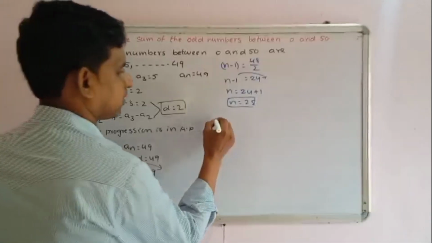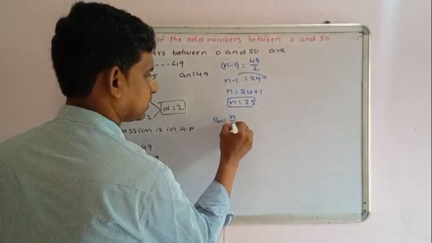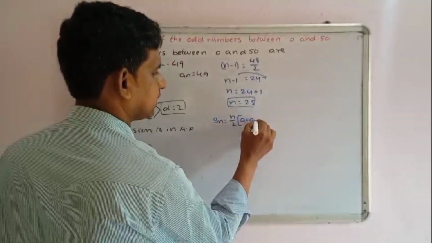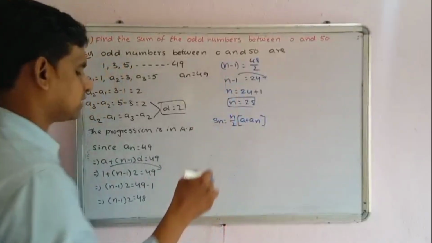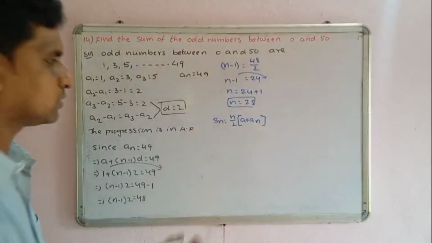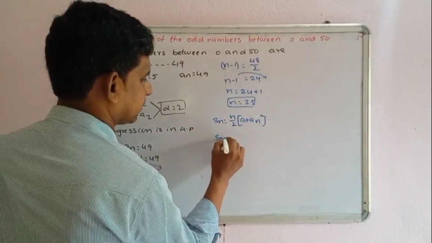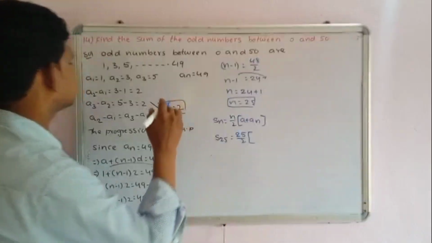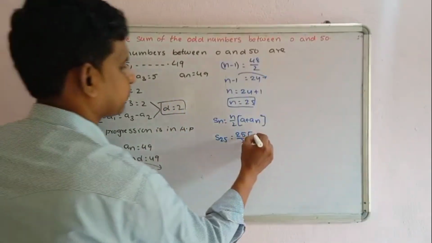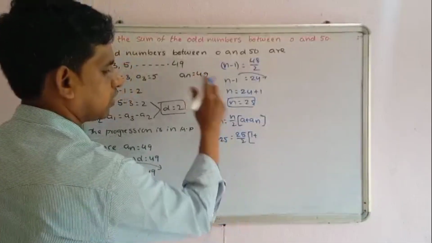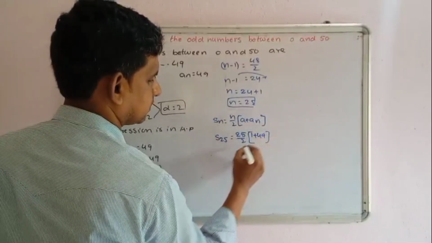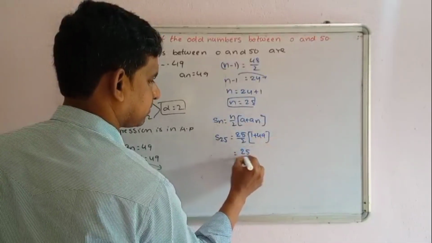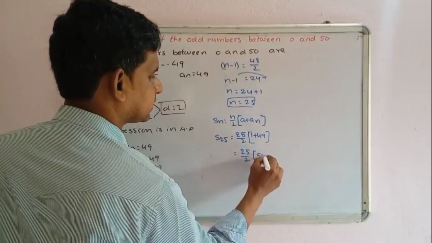Okay. Sn formula. What is the Sn formula? n by 2 into a plus an. Here how many terms are there? 25 terms. So now I want S25 equals 25 over 2, a value 1 plus an value 49. That equals 25 by 2 into 1 plus 49, which is 50.